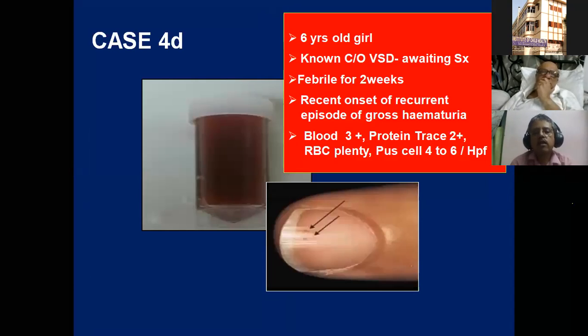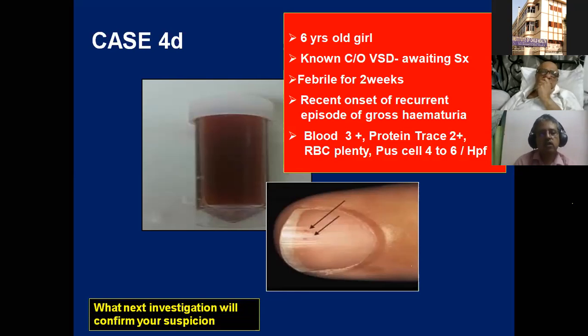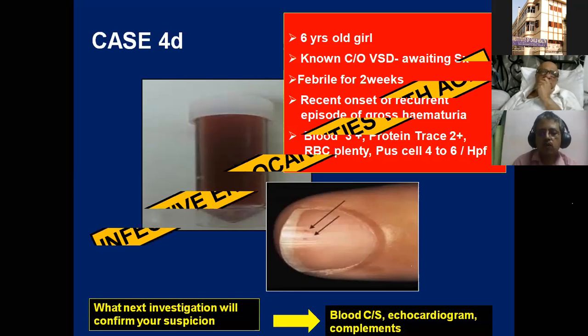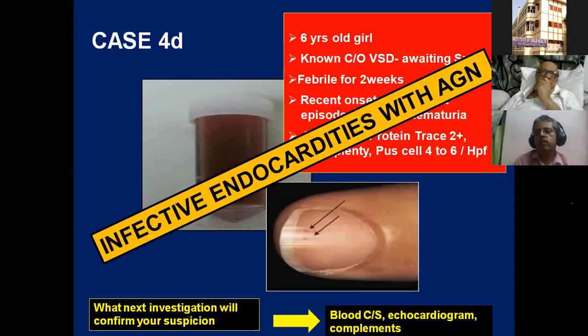This one, sort of a quiz diagnosis. A 6-year-old girl awaiting surgery for VHD, now with a recurrent episode of gross hematuria, febrile, and what you can see here is the splinter hemorrhage. So, infective endocarditis.